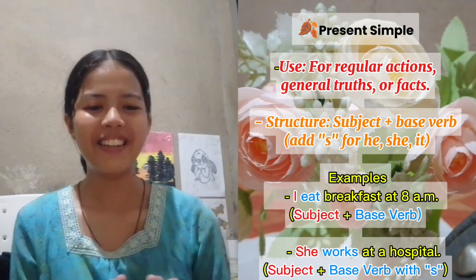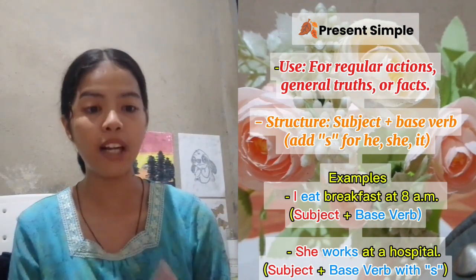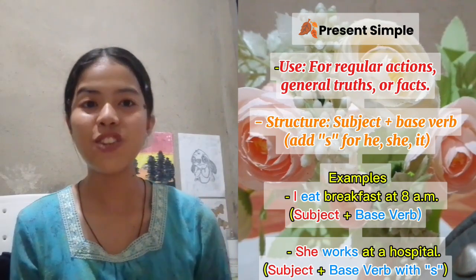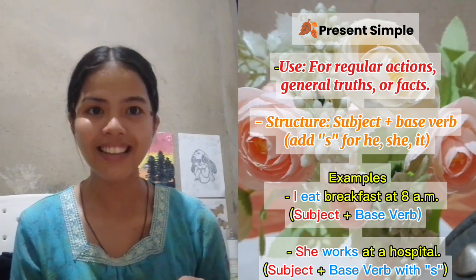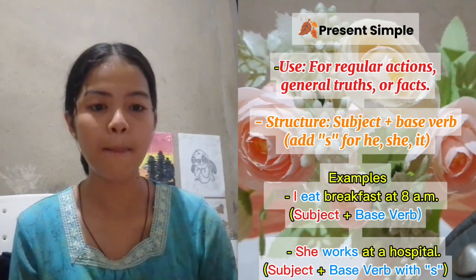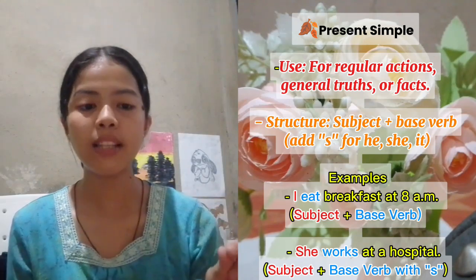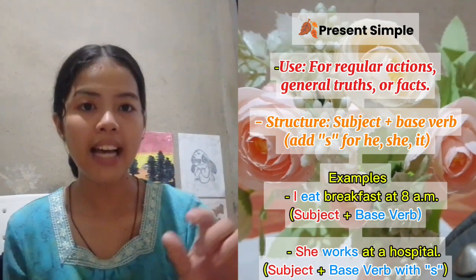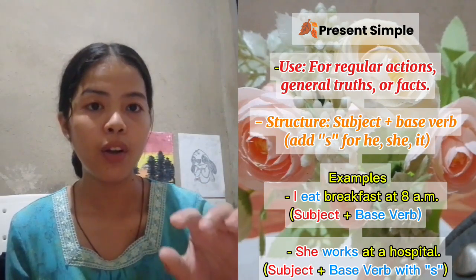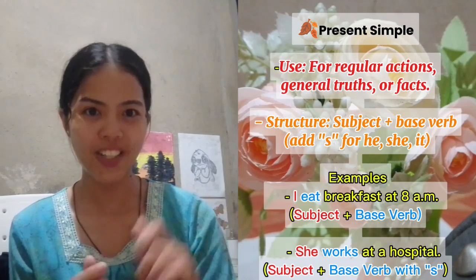Okay? So the example here is I eat breakfast at 8 a.m. So it is generally a fact. And then the second example is she works at the hospital. We put an S in the base verb work because it uses the subject she.